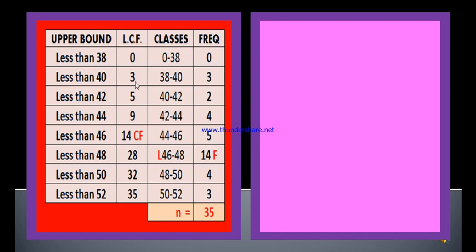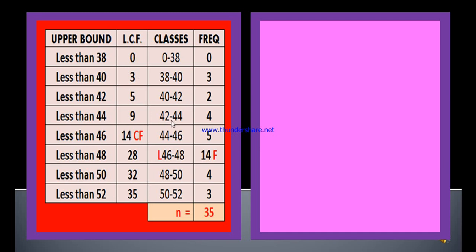Less than 40, there are 3 members. Already up to 38 there are no members. Therefore, from 38 to 40 these 3 members may lie. Therefore, the frequency of the class 38 to 40 is equal to 3. Next, less than 42 means from 40 to 42. Less than 42 there are 5 members, and out of these, 3 members are less than 40. Therefore, the number of students that lie between 40 to 42 is 5 minus 3, 2.